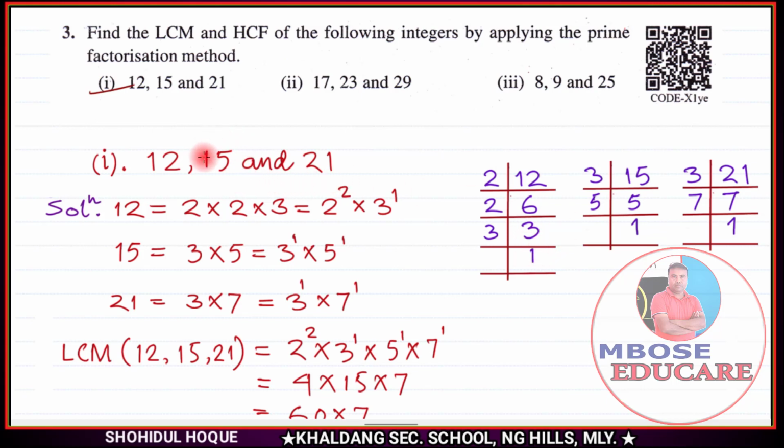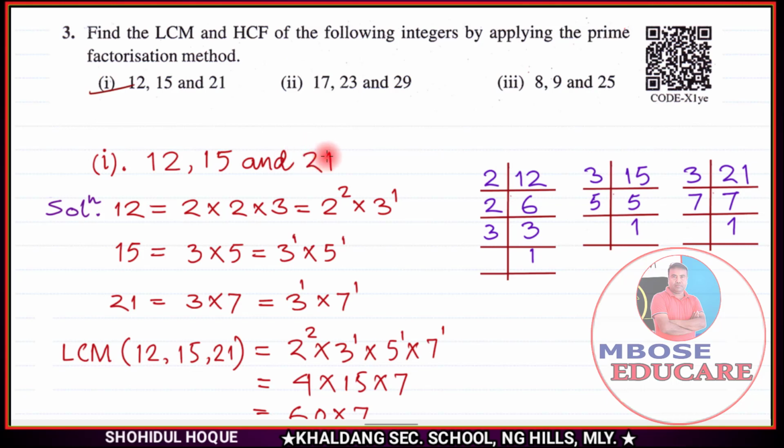Similarly, now we have to find the prime factorization of 15. I have written 15 here. 15 we can divide by 3. 3 fives are 15, and 5 itself is a prime factor, so we can divide it by 5 itself. So 5 divided by 5, the result will be 1.